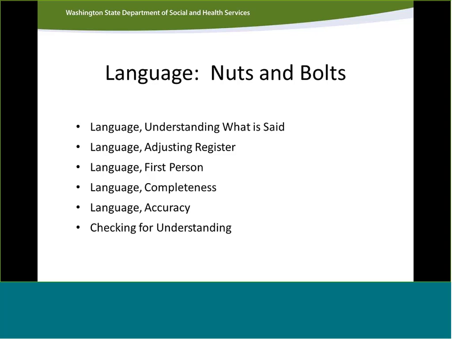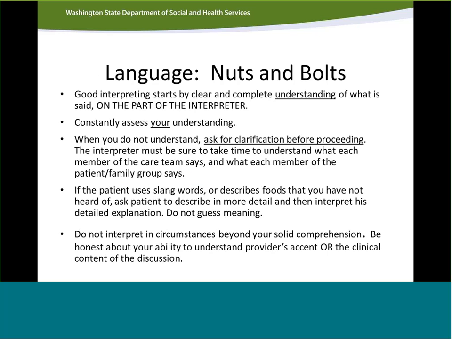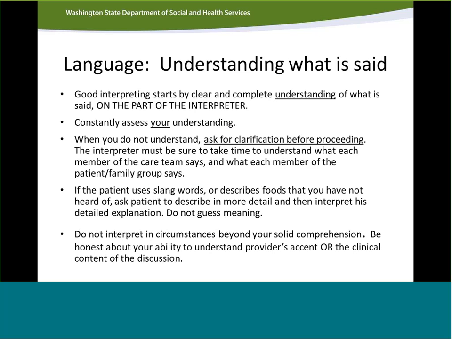So we have understanding in this set of what we need to be looking for, and I just want to point out that we're going to start with making sure that we as the interpreter understand first. After that, we're going to check for understanding on the part of the parties that we're helping. We're going to check to make sure that the care team person understood what the patient is trying to say. We're going to make sure that the patient and family understood what the care team was saying, but none of that can happen if we don't start with our own understanding of what is said.